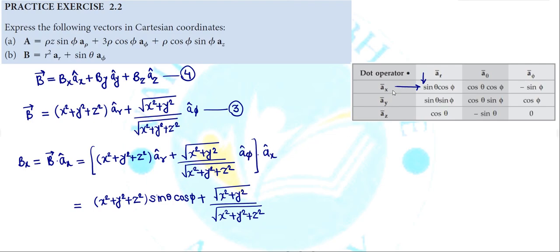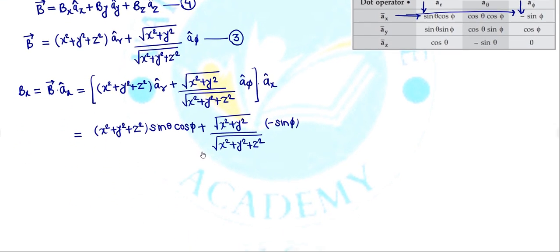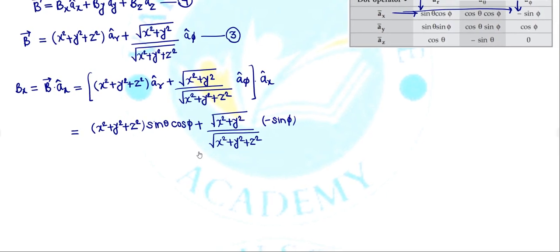So dot product in between a phi and ax. So this is what we have, a phi over here, and this is again your ax. So dot product in between that ax and a phi is what? Minus of sin phi. So that is minus of sin phi. Okay, fine. Now we are going to put the values of that sin theta and cos phi that we have found earlier. So what are the values of that sin theta and cos phi?